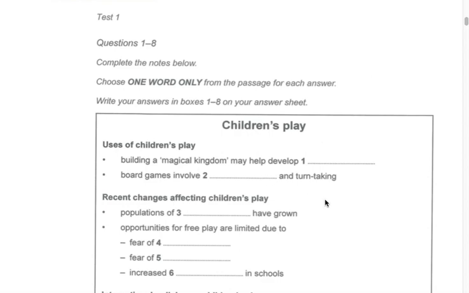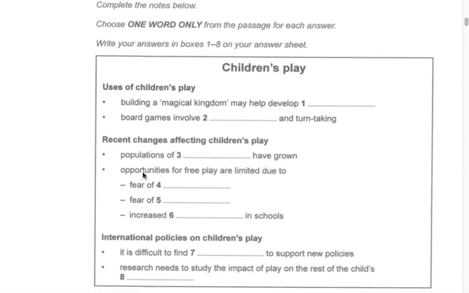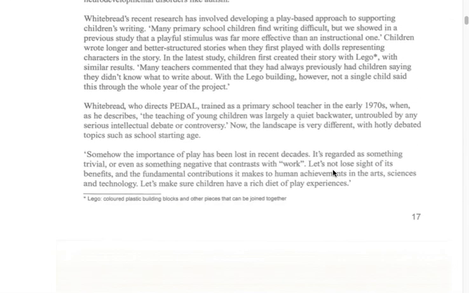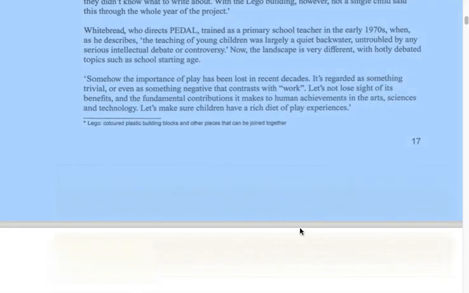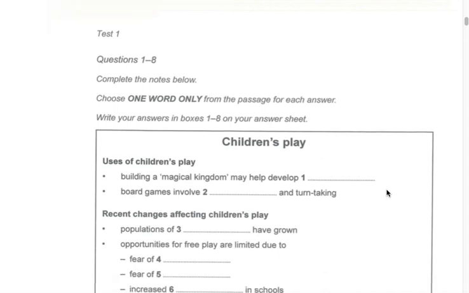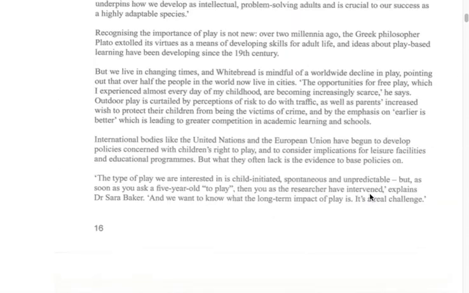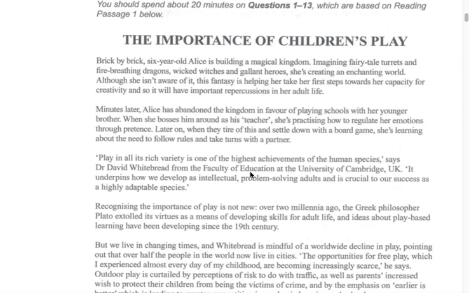So let's move to question number 3. Populations of blank have grown. Okay, again it's a small sentence, so we have to remember all the words. Populations of blank have grown, and it would be somewhere after this. Rich variety, high human speech, says Dr. from the University of Cambridge, UK.